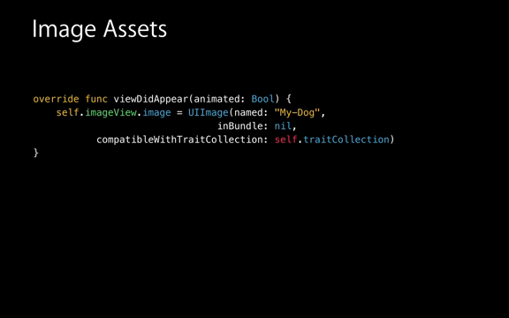The if statement that is implied in figuring out 1x, 2x, iPhone, iPad, etc., is all encoded within the trait collection, which you don't have to do any work for. It comes directly with your view controller. Thank you.